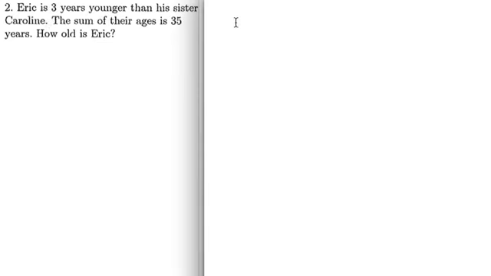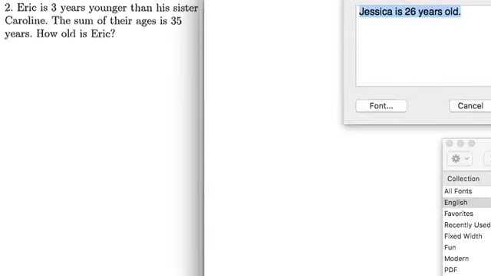This one sometimes gets people because they see, well, Eric is 3 years younger than his sister Caroline, so they do things like, okay, let me get a let statement here. Let E represent Eric's age. Usually you shouldn't use the letter E in a let statement, but I wouldn't worry too much about it at this point, okay? Because E is actually a number, which you guys haven't seen yet, but it's a real number.